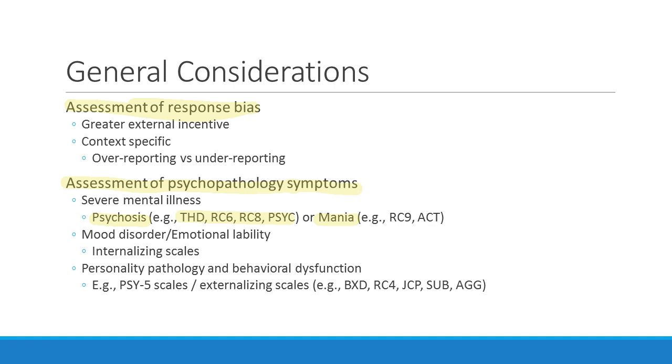In the assessment of mania, extremely high scores on RC9 and activation, for instance, get at those types of symptoms. But also more broadly, depending on the type of evaluation, the assessment of mood disorder or emotional dysregulation can be done with the internalizing scales. In many contexts, the presence of personality disorder or other types of behavioral dysfunctions, acting out, is very important. The Psi-5 scales and other externalizing scales, for instance, can get at these types of problems.